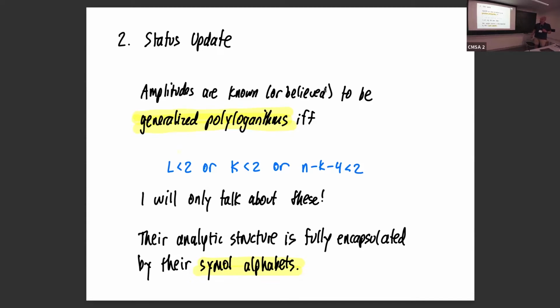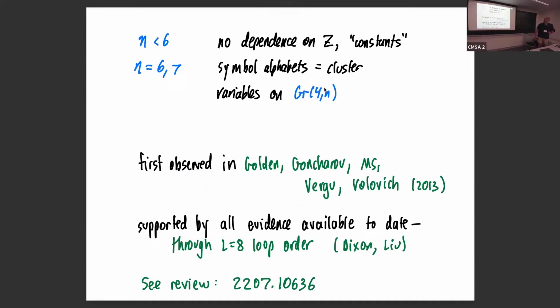And as we heard in Anastasia's talk, the analytic structure of functions in this class are fully encapsulated in their symbol alphabets. Okay, so for n less than 6, the dependence on z is trivial. You only get constants or numbers. Now, you get interesting numbers, to be sure. There are interesting structures of zeta values and multi-zeta values in these amplitudes. That is of interest to some physicists and mathematicians, but that's not what I'll be focusing on in my talk.